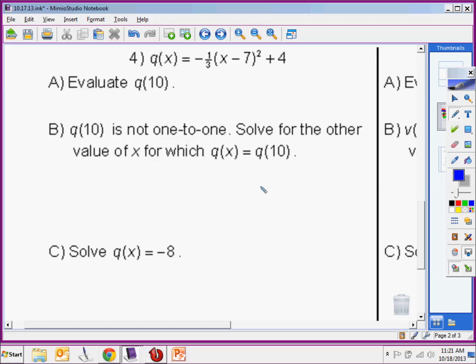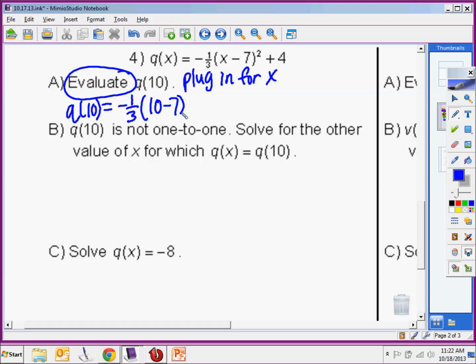All right, 4, again, simple enough, right? We're evaluating, right? That means we're going to plug in for who? X. We're going to plug in for x, okay? So, q of 10 equals negative 1/3 times 10 minus 7 squared plus 4. If I cannot do this in my head, or I am not comfortable doing this in my head, what should I do? Calculator, because am I taking that away from you? No, I'm allowing you to use the calculator. So I want you to take this moment and plug this into the calculator. And you're going to tell me what I get.